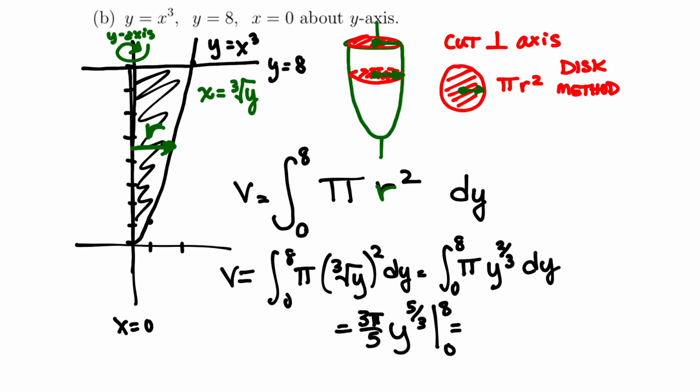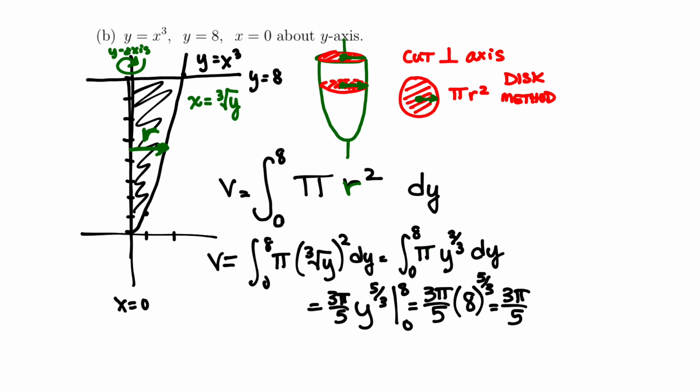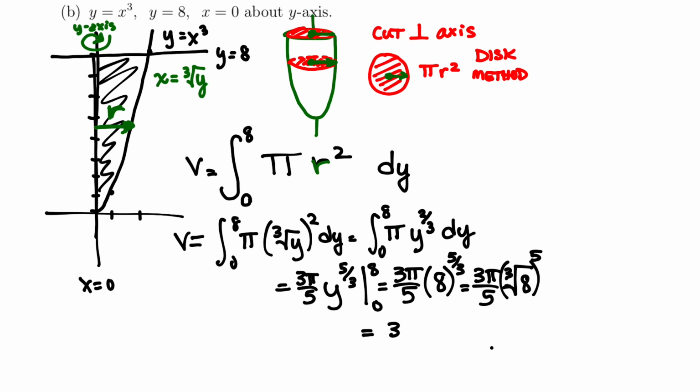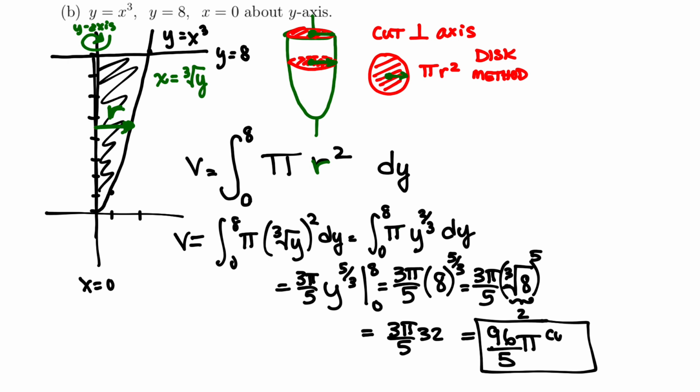From 0 to 8. If I want to calculate it out, let's see if you agree with me. 8 to the 5/3 is the same thing as the cubed root of 8 to the 5th power. What's that? 2 to the 5th, which is 32. 32 times 3 is 96. I think that's what I get as my volume for this one: 96 over 5 pi cubic units. Sweet.